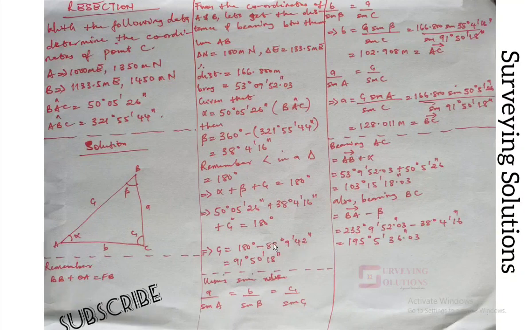Now subtracting that from 180, which is the sum of angles in a triangle, you are supposed to arrive at what? 91 degrees 50 minutes 18 seconds. I hope you confirm this answer. So that 91 degrees 50 minutes 18 seconds is the value of what? Angle C, right? That's the C variant we are using.